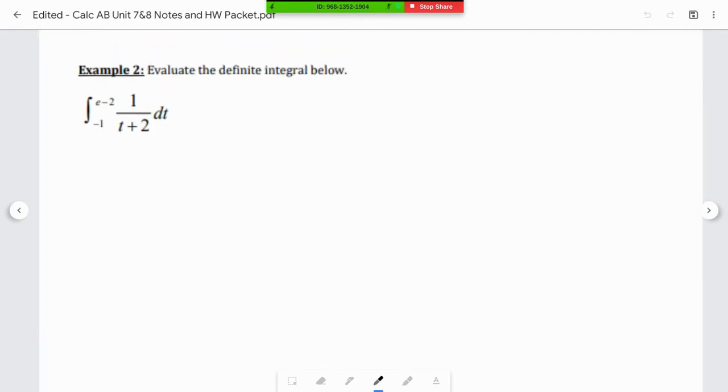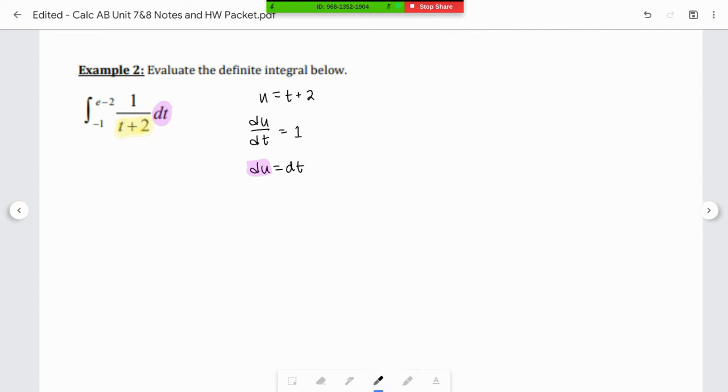So just like we have been doing, we're going to make a u substitution. And this one doesn't have any f primes or g primes or anything weird. So this one should be a pretty straightforward u substitution, change our bounds problem. So u is going to equal t plus 2. And taking my derivative, that gives me du dt is equal to 1. So du is equal to dt. And so I'm going to go ahead and plug that in here for my dt.